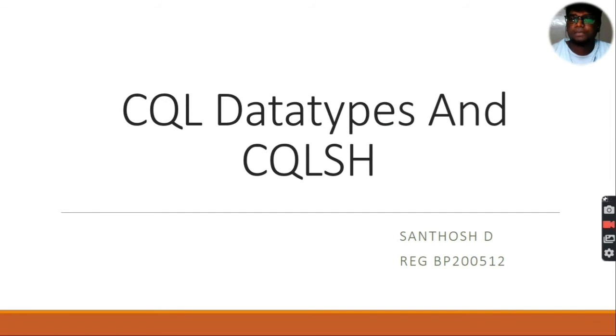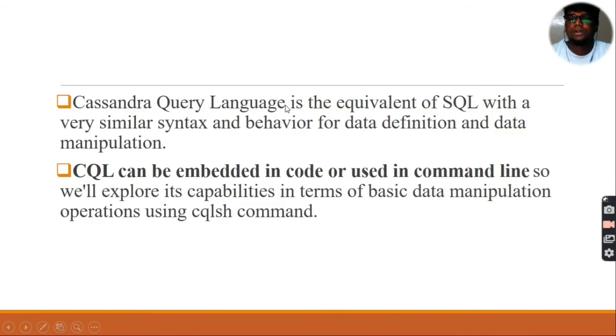Today's topic is CQL data types and CQLSH. So what is CQL? Let's start. CQL's full form is Cassandra Query Language. It is like MySQL applications. It has very similar syntax and behavior for data definition and data manipulation.